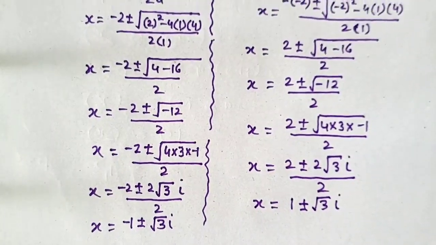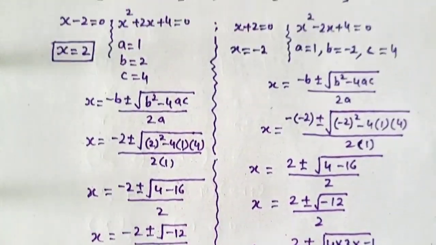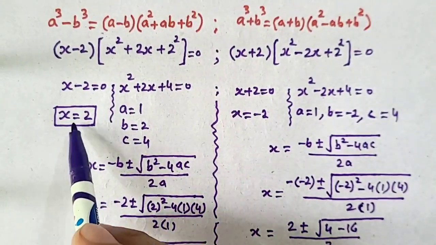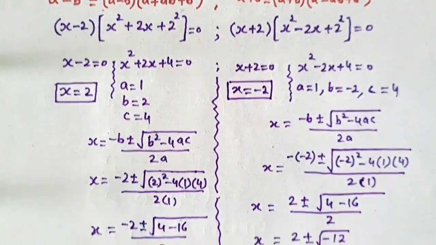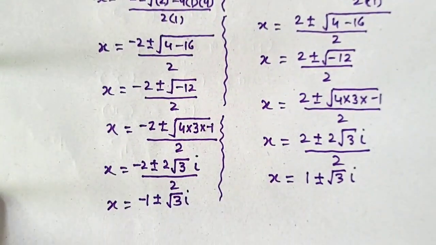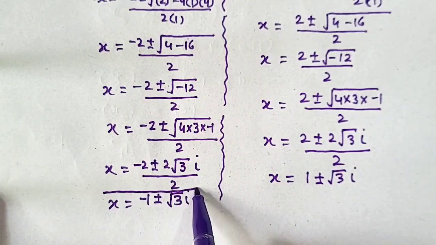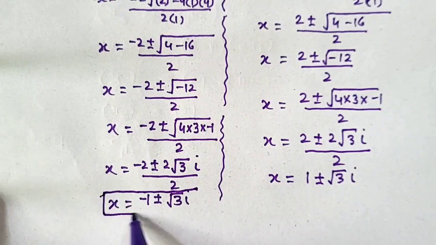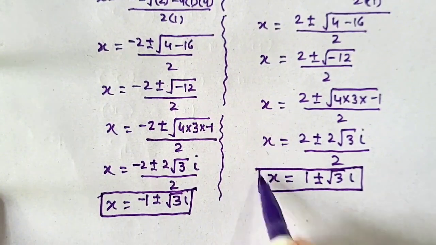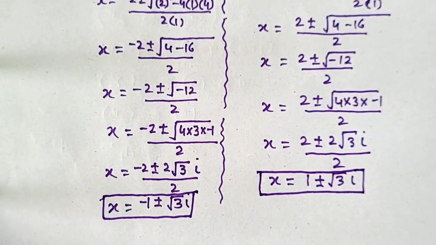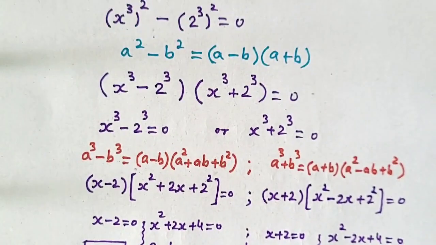So we have 6 solutions. The first one is this, the second one is this, and there are 2 solutions here, and 2 solutions here. So the total solutions are 6 because the variable has power 6.